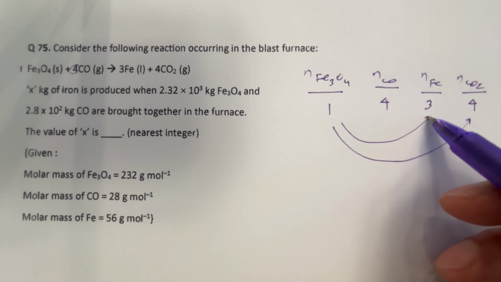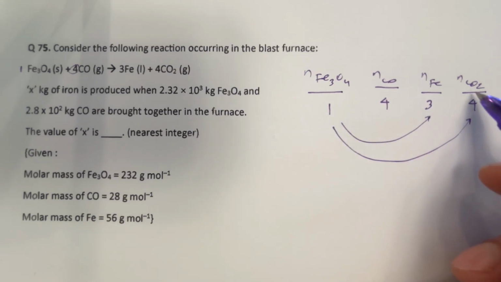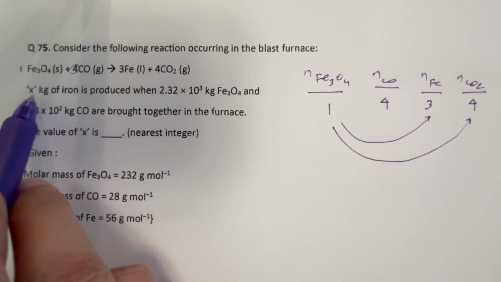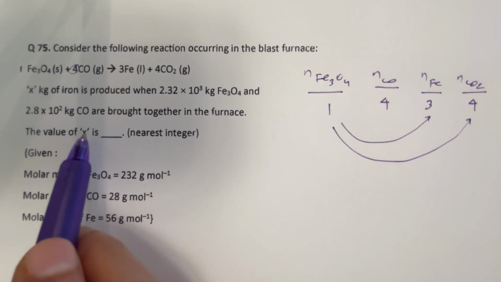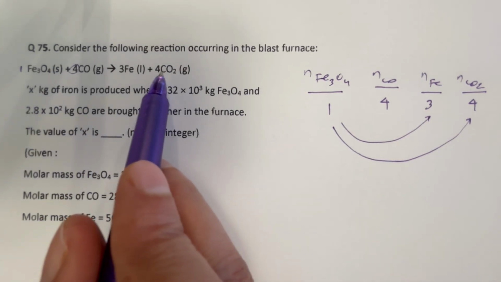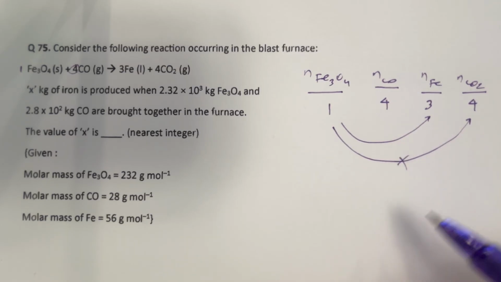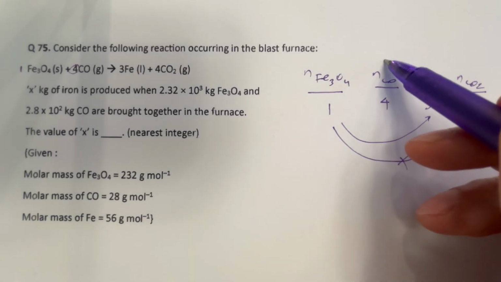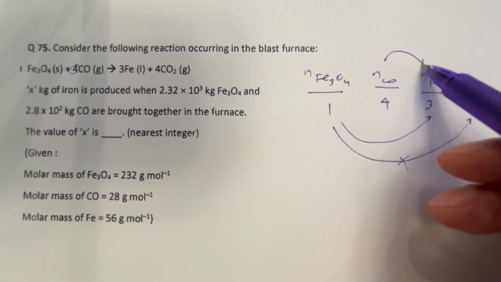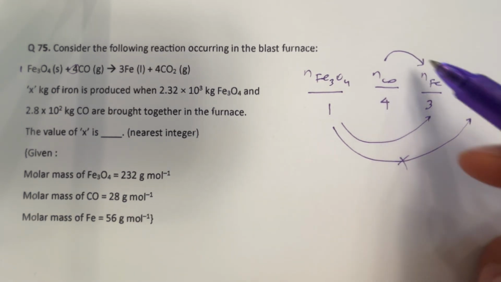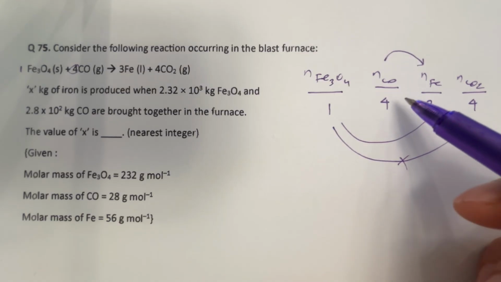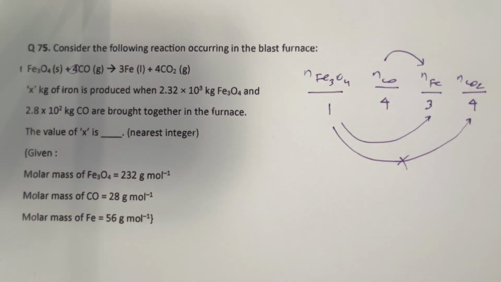We do not have to talk about equating these two, because here they are asking the X kilogram of iron is produced. So, they are asking the value of X. They are not asking about CO2. So, therefore, this is not relevant. So, either this one or this one. We have to find out between these two which one we need to equate. For that, we have to find out the limiting reagent.